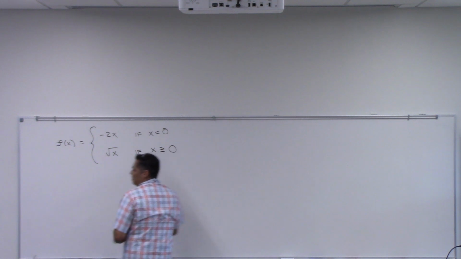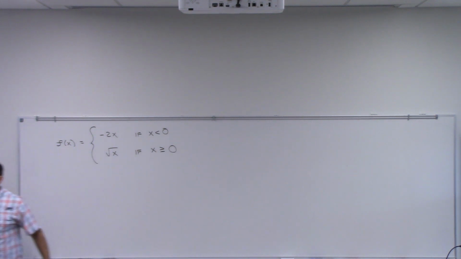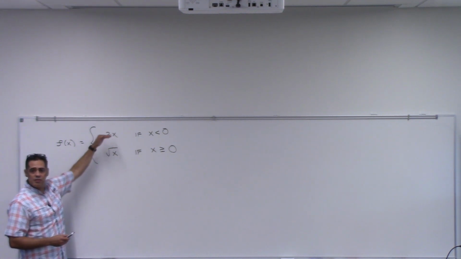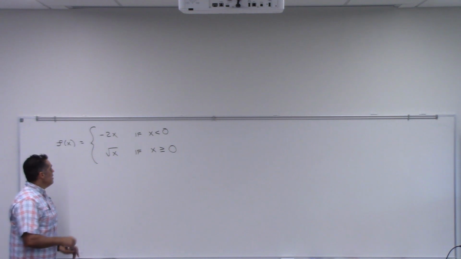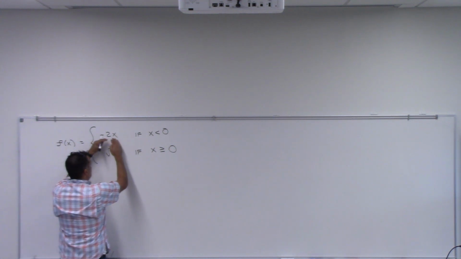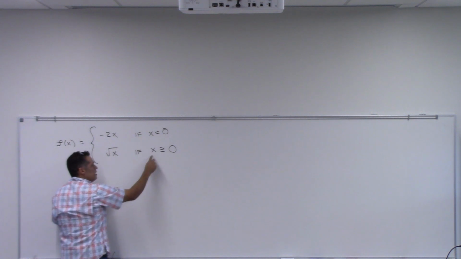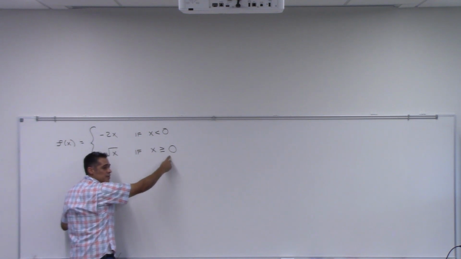All right, this is it. This is a piecewise function. And what we want to do here is answer questions A, B, C, D, and E. All right, so here's the function. There are two pieces to this function. We are going to look here whenever x is less than 0, and we are going to look here whenever the x we're plugging in is greater than or equal to 0.